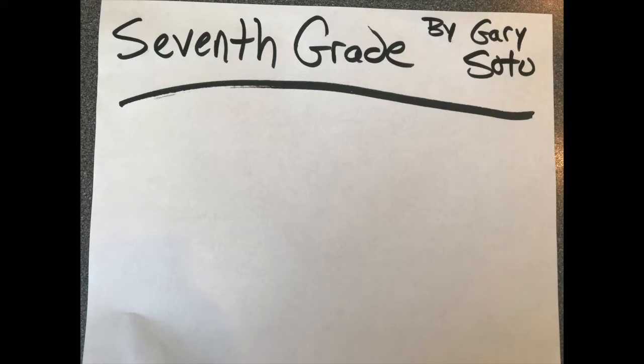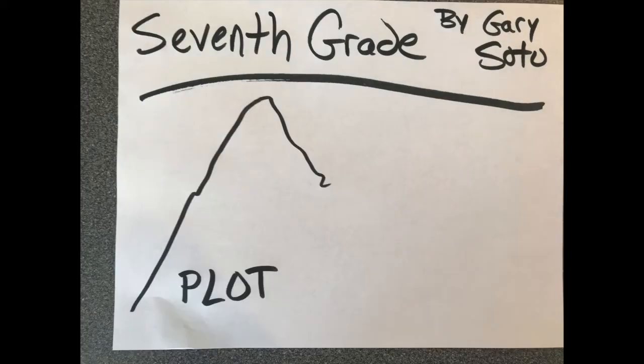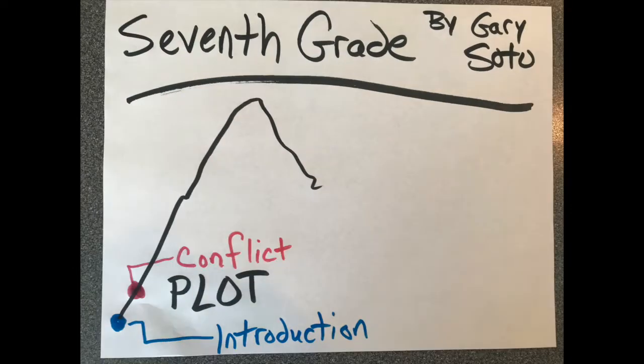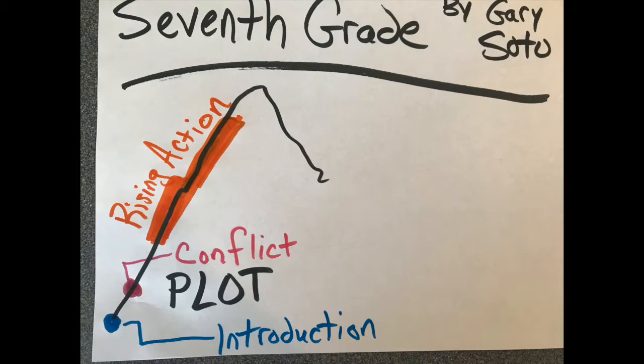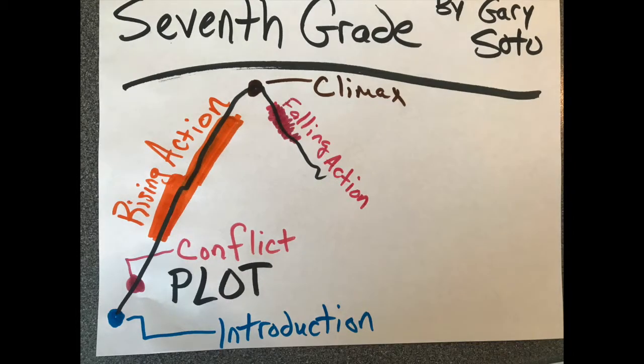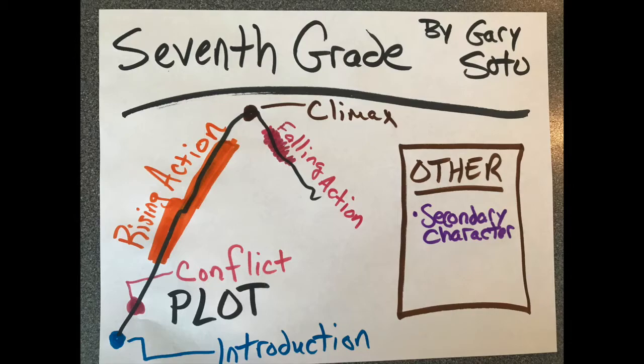Seventh Grade by Gary Soto follows a very traditional plot. There's a brief introduction, after which we find out the conflict. There's plenty of rising action, which leads to, ultimately, a climax, and some very brief falling action. Other parts of the story that are important: there's a very minor secondary character, and third-person narration.